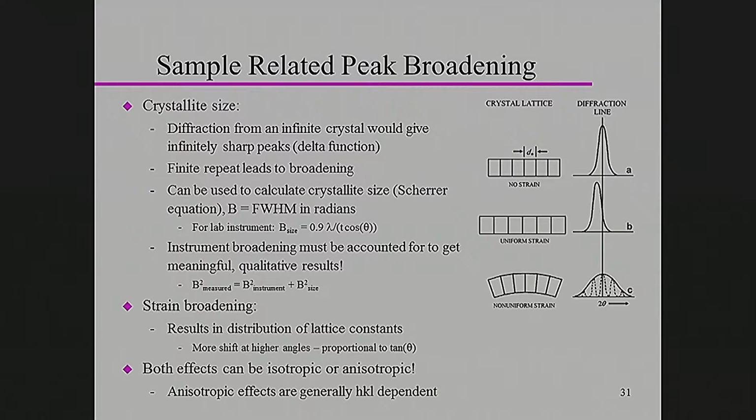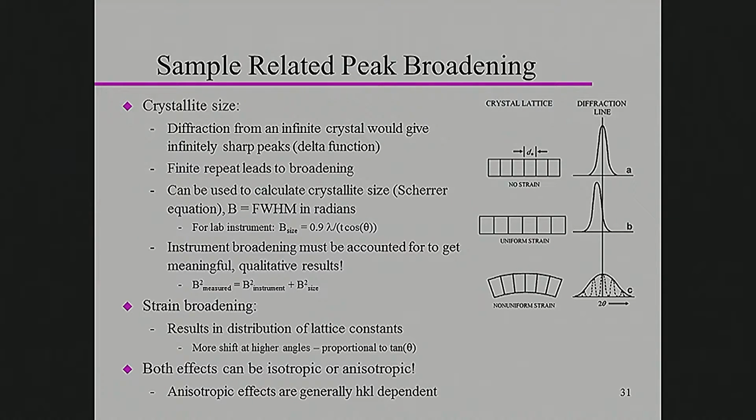Here is a little graph illustrating the sample-related peak broadening. The crystallite size broadening comes from the fact that for an infinite crystal you should have a delta function. If your crystal is finite, you get broadening. It's described by the Scherrer equation. For a lab instrument, your full width at half max is 0.9 times lambda divided by the crystallite size times cosine theta.